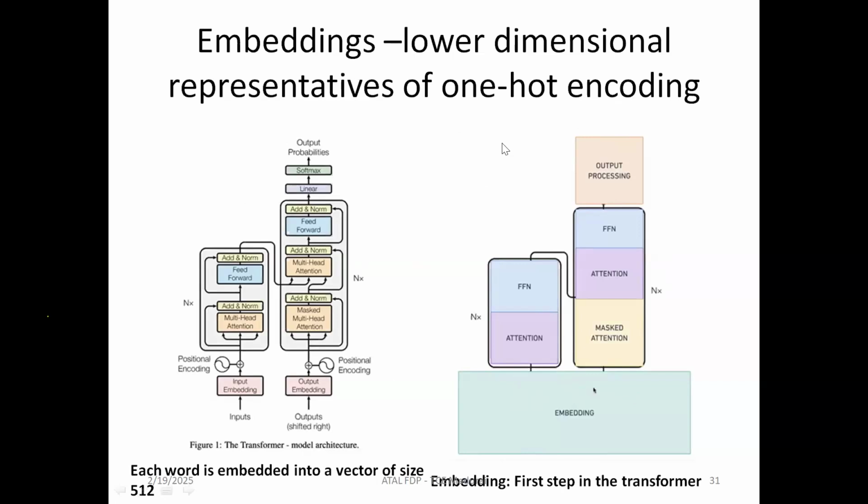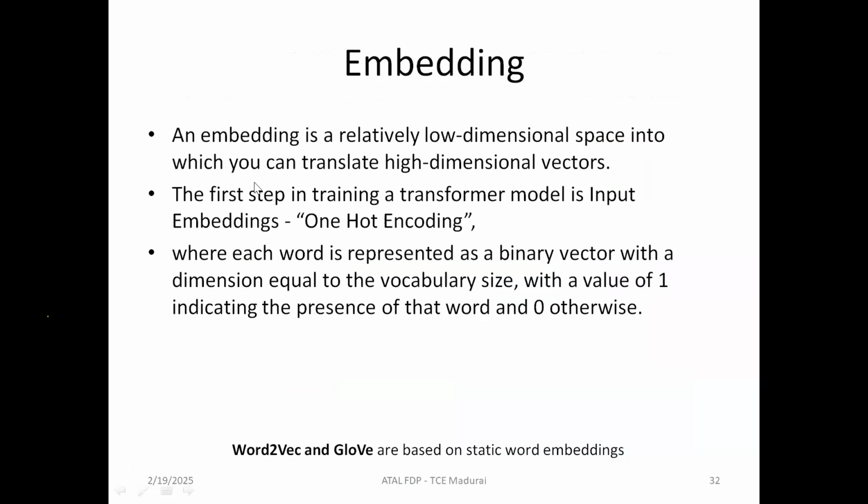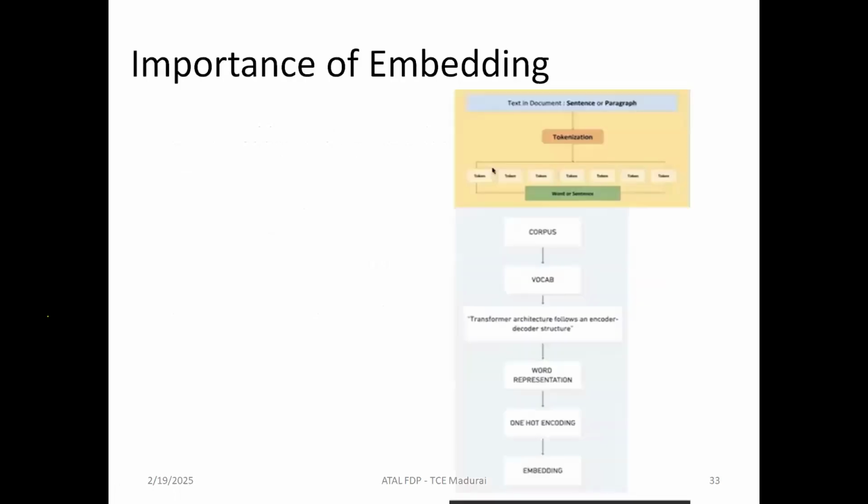Okay. So for this we are going to make use of one hot encoding. Embedding is a relatively low dimensional space into which you can translate high dimensional vectors. So the first step is one hot encoding, where each word is represented as a binary vector with the dimension equal to the vocabulary size. The value 1 indicates presence and 0 otherwise. We can make use of Word2Vec or GloVe. These are all static word embedding tools where we can make use of this one hot encoding.